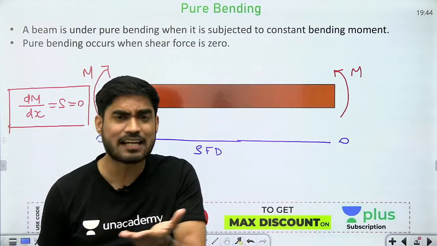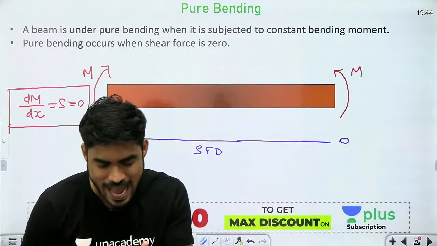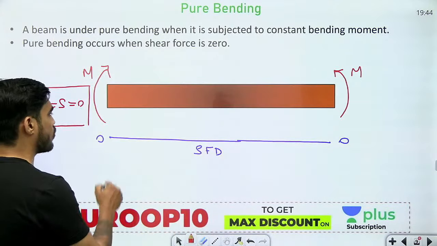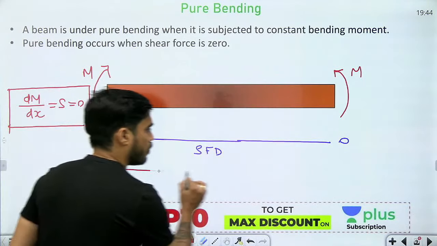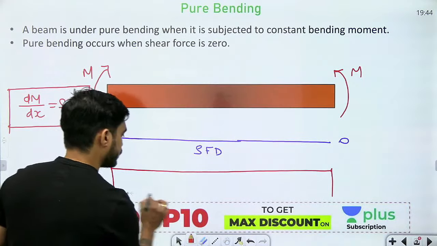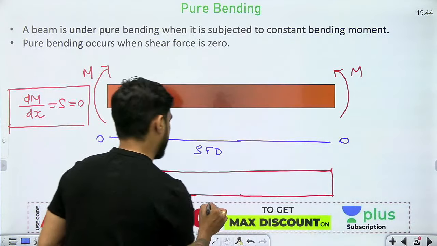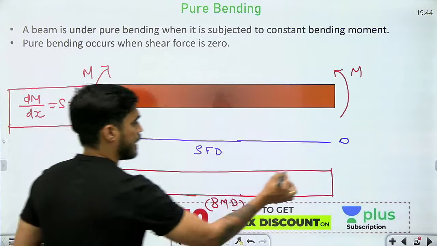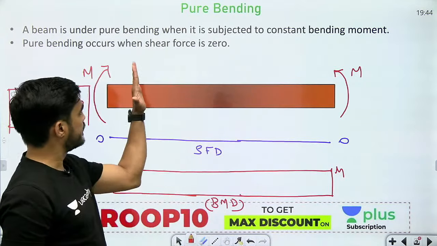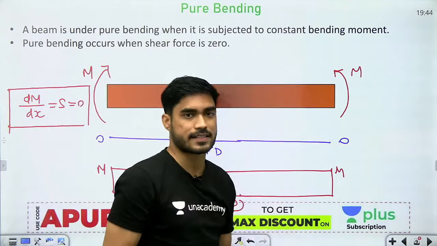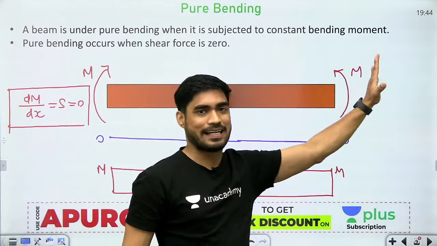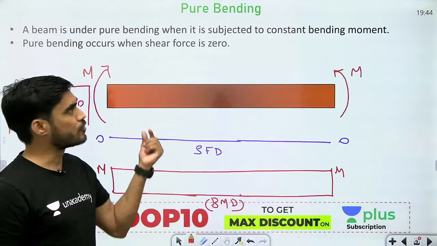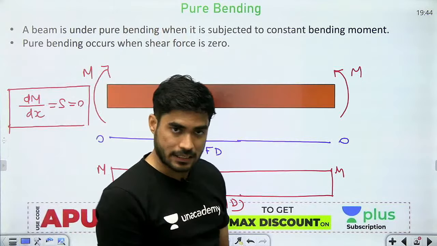Slope is what? It is the angle from horizontal. So if slope is zero, then it is a horizontal line. So you are going to get a bending moment diagram like this. At every point the bending moment is going to be the same, constant. If you take any section, this section, this section, from left or from right, the bending moment is going to be the same, M. So this situation is known as pure bending.